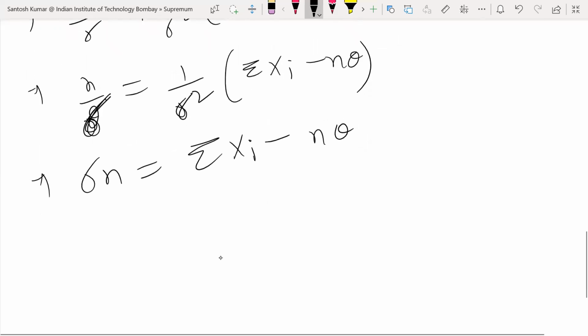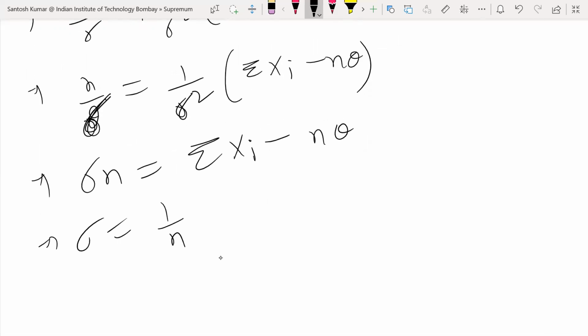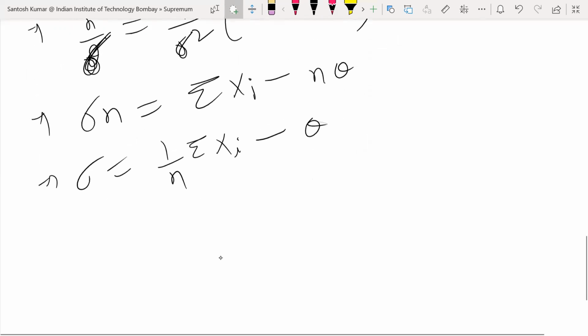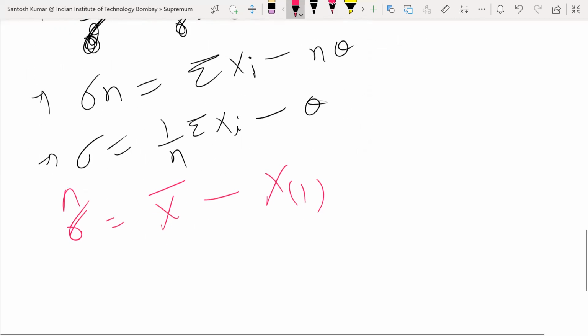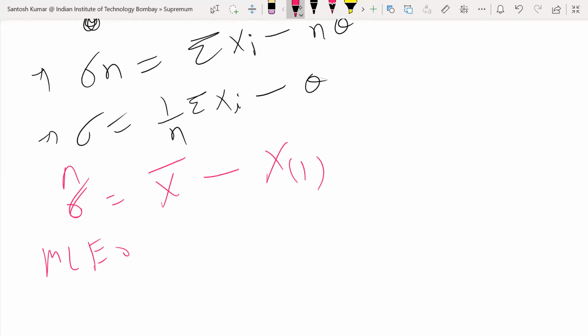So we need sigma, right? So sigma is 1 upon n summation xi minus theta. Okay. Since the MLE of theta was the first order statistic, the MLE of sigma cap will be, this is x bar actually, and this is x1. So the maximum likelihood estimator of sigma we get is x bar minus x1.